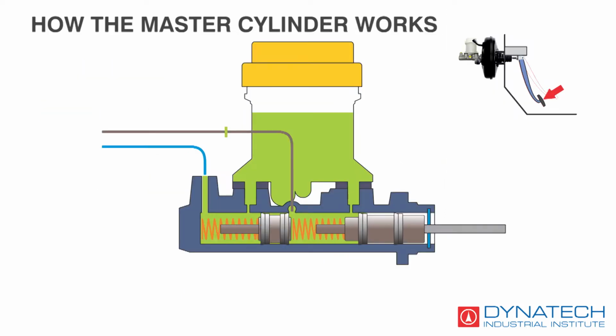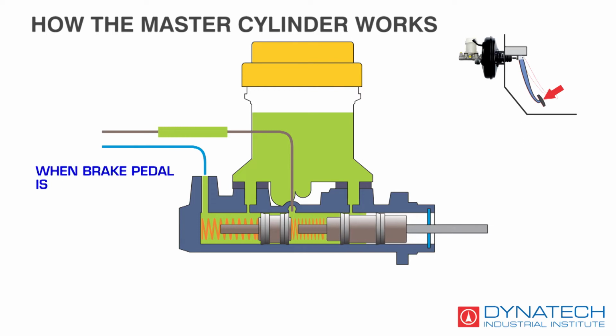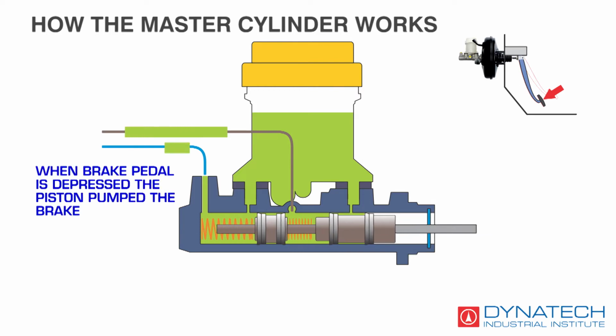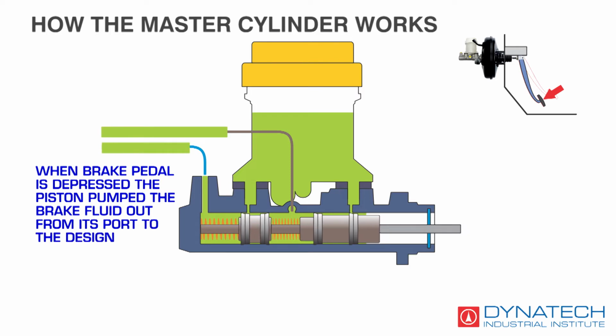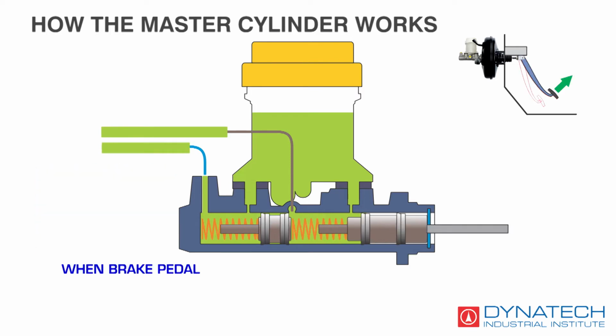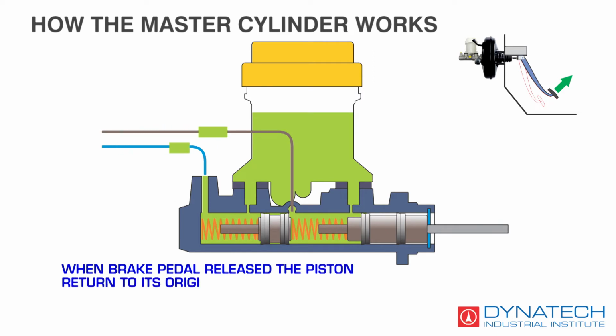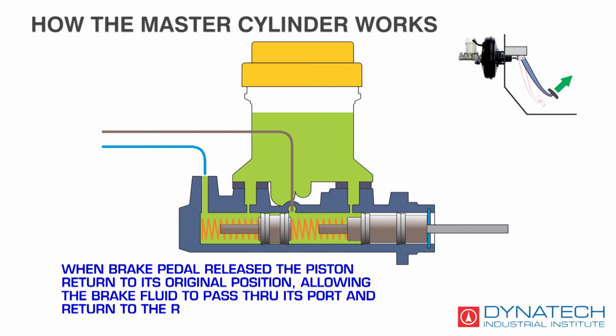How the master cylinder works. When the brake pedal is depressed, the piston pumps the brake fluid out from its port to the designated wheel cylinder. When the brake pedal is released, the piston returns to its original position, allowing the brake fluid to pass through its port and return to the reservoir.